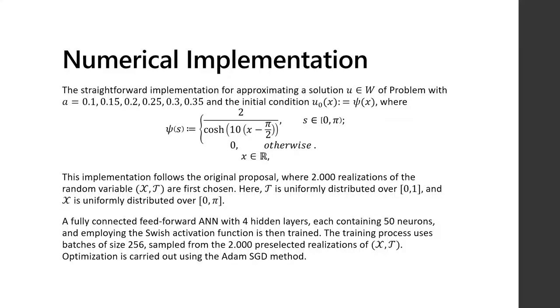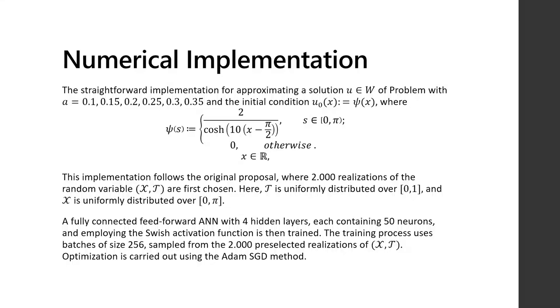For the numerical implementation for approximating a solution, we use 6 different coefficients A and the initial condition which you can see on the slide. This implementation follows the original proposal where 2000 realizations of the random variable and a fully connected feed-forward ANN with 4 hidden layers, each containing 50 neurons, and employing the swish activation function is then trained.